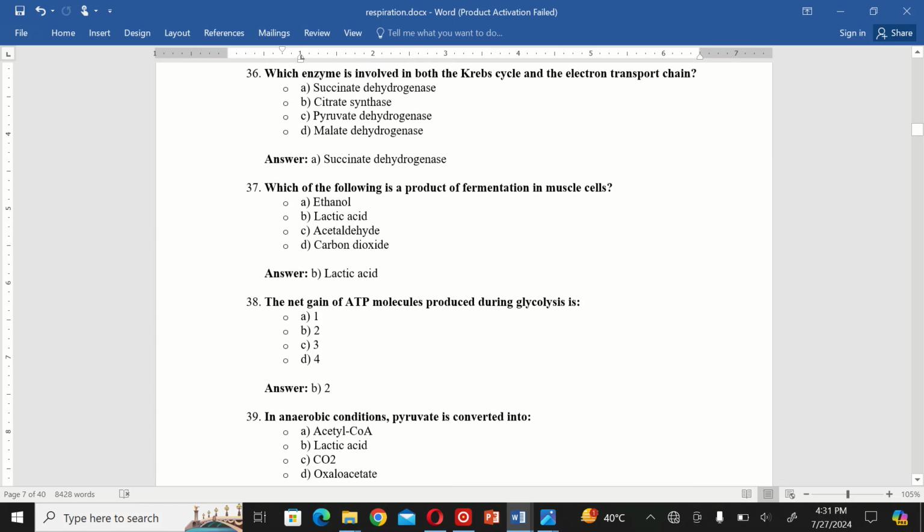The next MCQ is: which enzyme is involved in both the Krebs cycle and the electron transport chain? A. Succinate dehydrogenase, B. Citrate synthase, C. Pyruvate dehydrogenase, and D. Malate dehydrogenase. So the correct option is A.